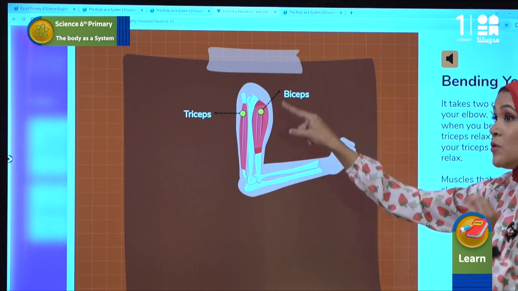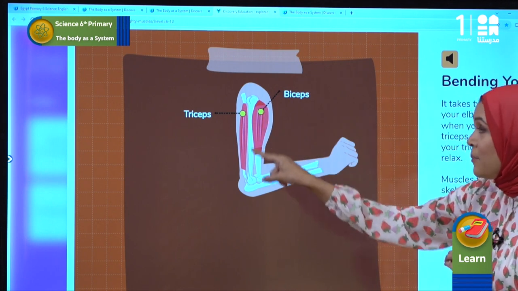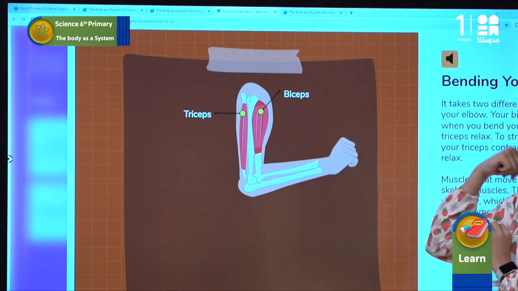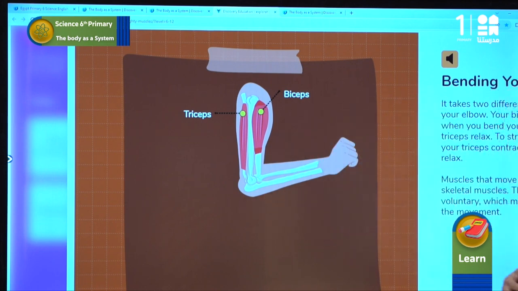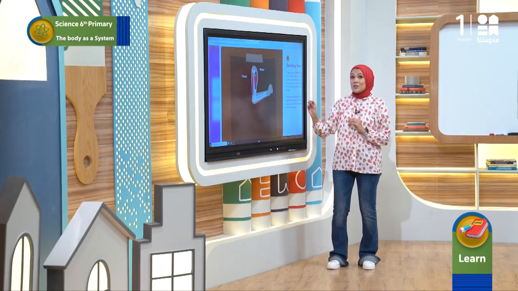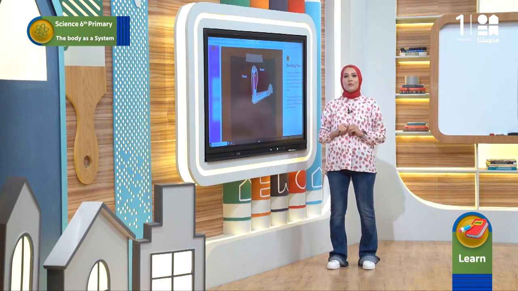Contraction will happen to the muscle in front of your upper arm, and the muscle in the back of your arm will relax, and the opposite happens when we straighten our arm. That's why the arm muscle is considered one of the voluntary muscles, because we can control its movement.